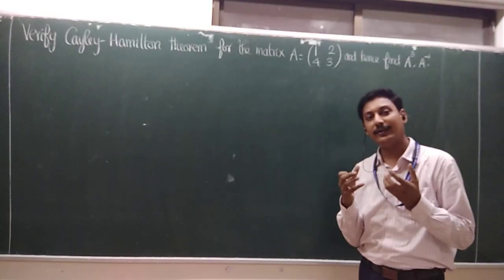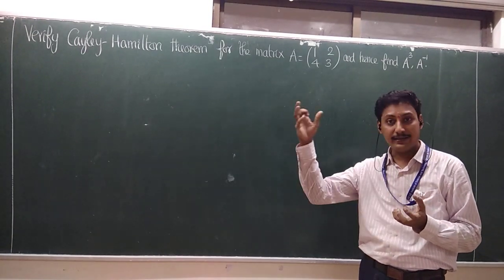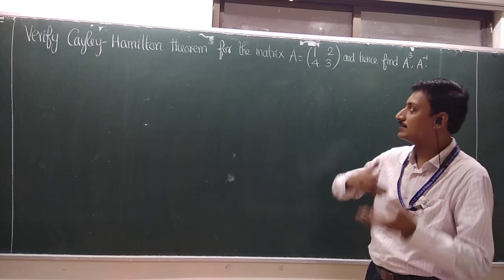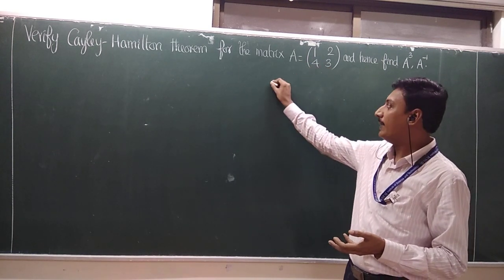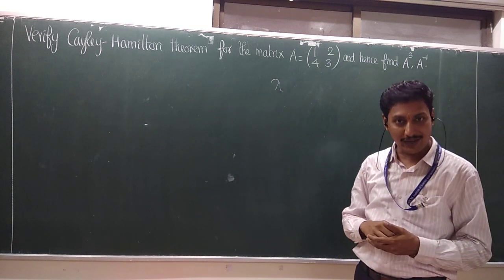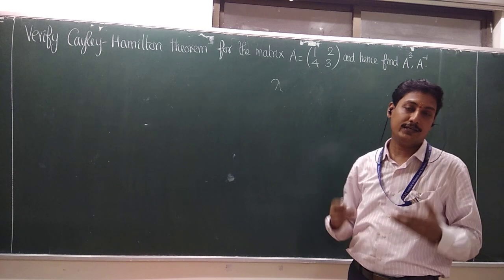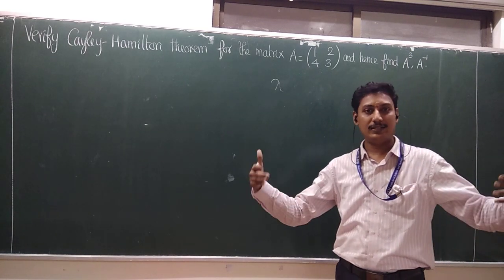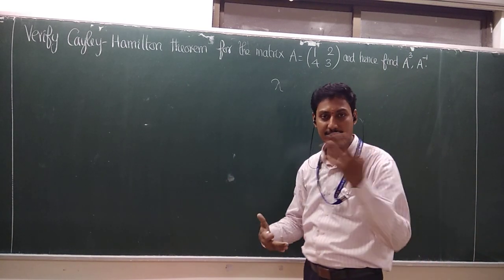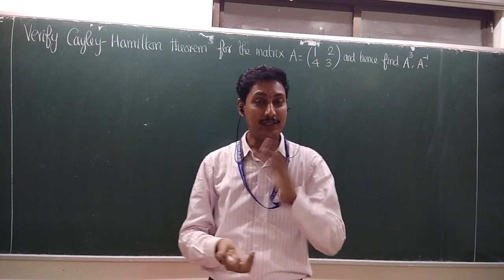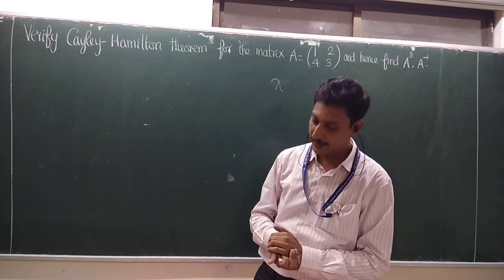So how will we get the characteristic equation? From the matrix only, isn't it? Once we replace the lambda value in the characteristic equation by the given matrix A, then it automatically satisfies the characteristic equation. Left hand side is equal to right hand side. So this is the verification of the Cayley-Hamilton theorem.